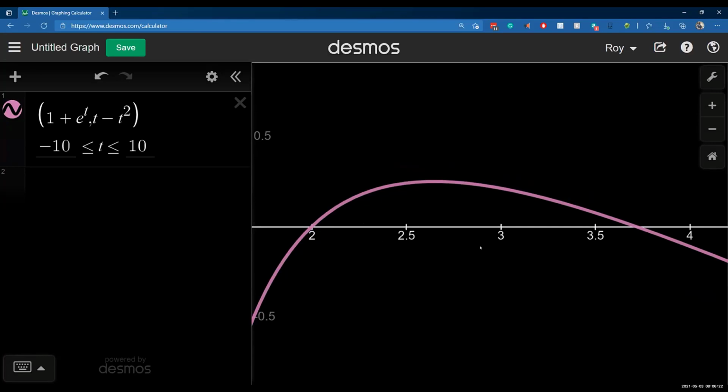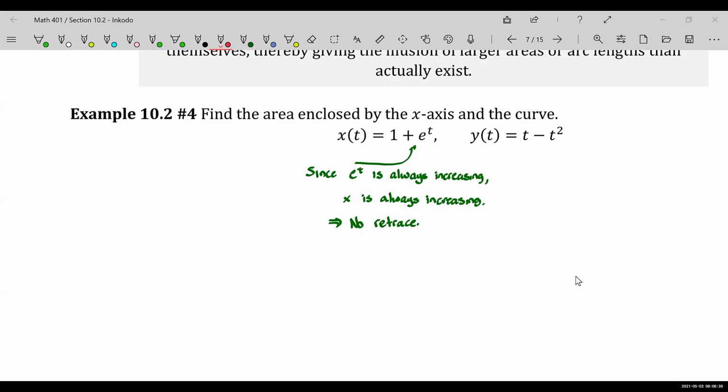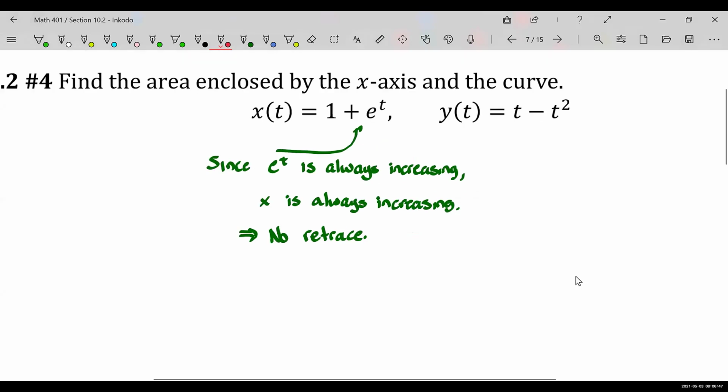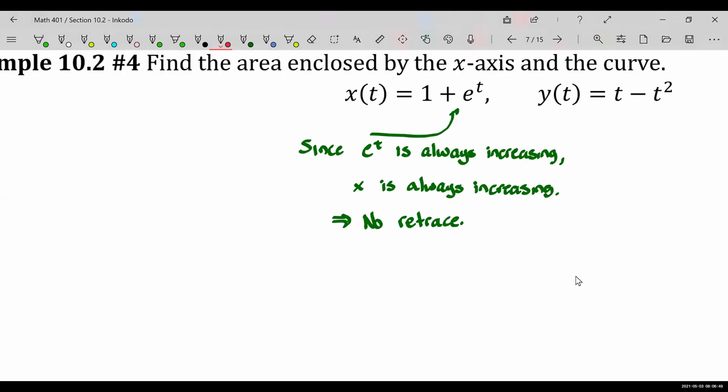You can see we want to find the area from x equals 2 to x equals whatever that number is, maybe 3.75 or something like that. And the question is, how am I going to do that? How can I go about finding what those x values are? And the simple answer is solve that second equation, y of t is equal to t minus t squared. Solve that if y is 0, because you want to know when you hit the x-axis.